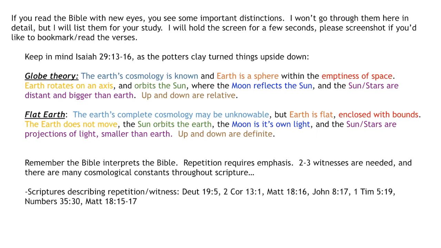Within a flat cosmology, the Earth's complete cosmology may be unknowable, but Earth is flat, enclosed with bounds. The Earth does not move. The sun orbits the Earth. The moon is its own light, and the sun and stars are projections of light, smaller than Earth, and up and down are definite. Remember, the Bible interprets the Bible. Repetition requires emphasis. Two to three witnesses are needed, and there are many cosmological constants throughout Scripture.